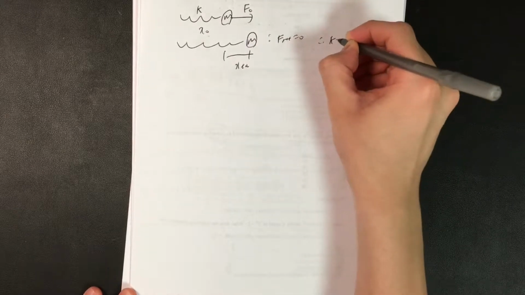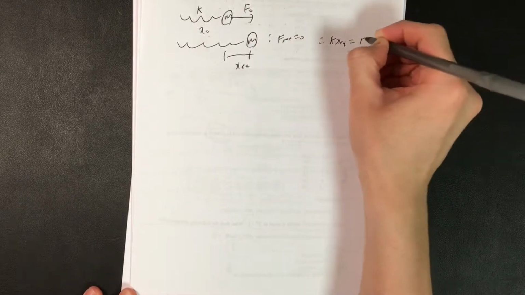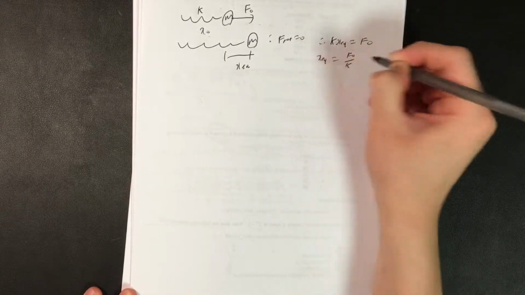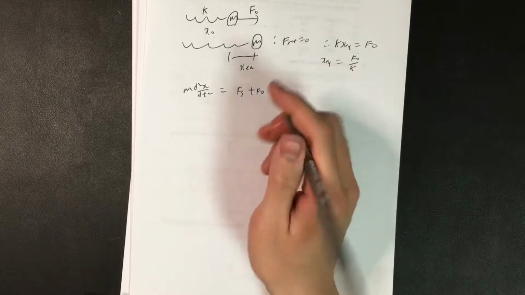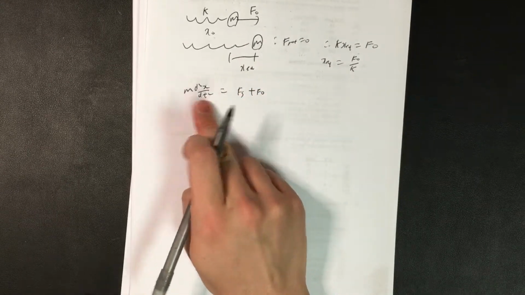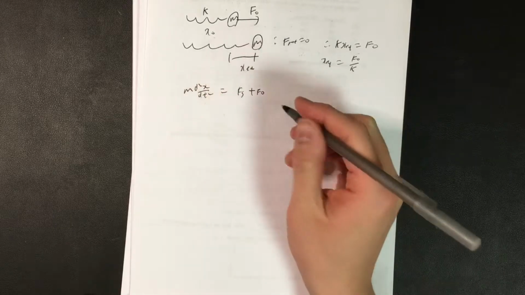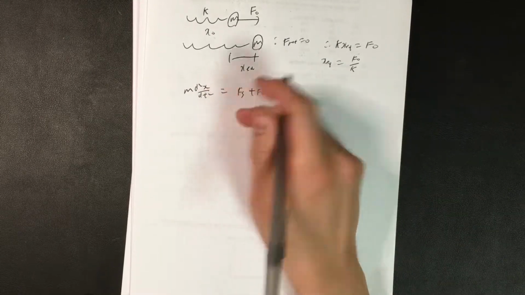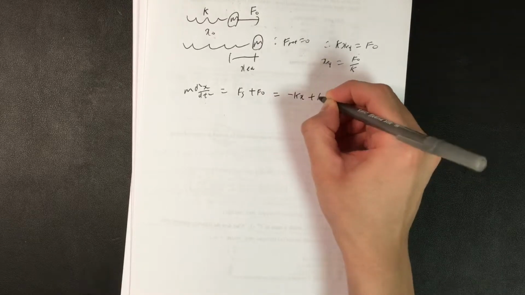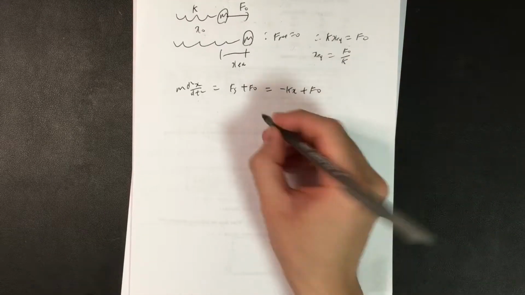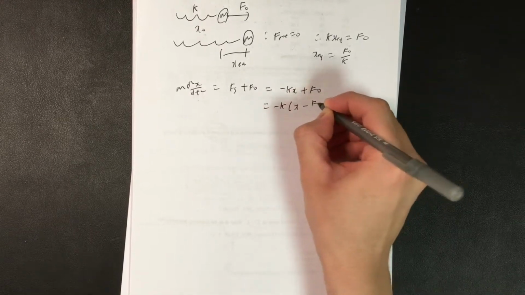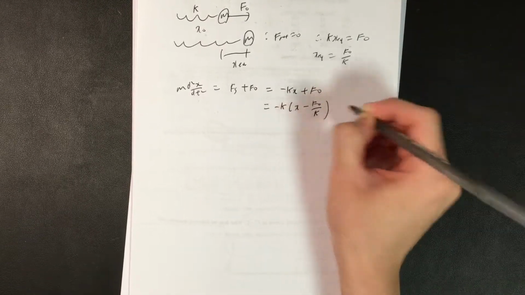Therefore, k times x equilibrium must equal F naught, and x equilibrium equals F naught over k. If I use Newton's law, the net force, which is the force from the spring plus F naught, should equal ma, or m times d²x/dt². Since the force from the spring equals negative kx, this equals negative kx plus F naught. Factoring out the k, this becomes minus k times (x minus F naught over k).